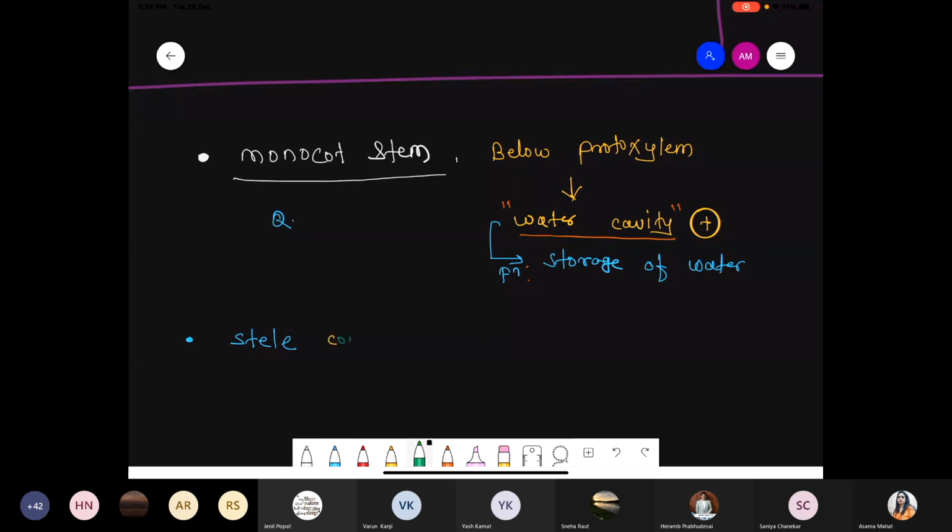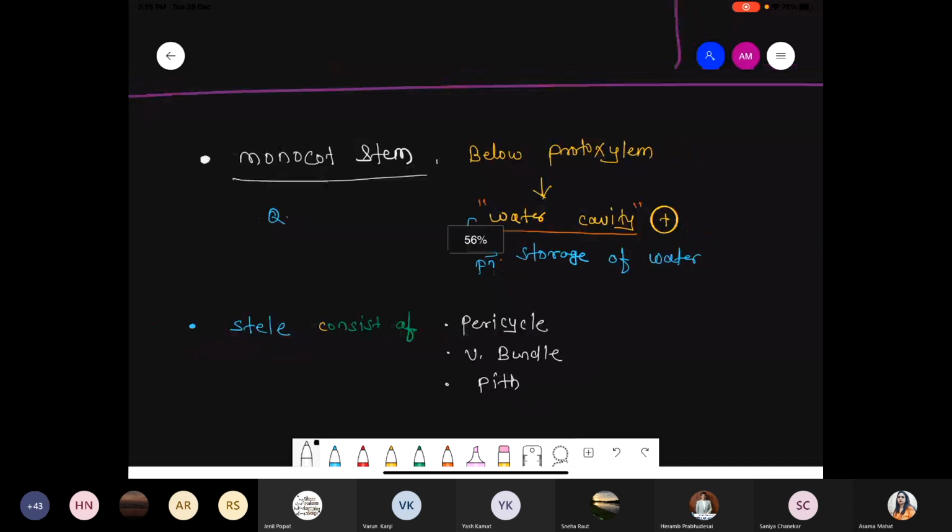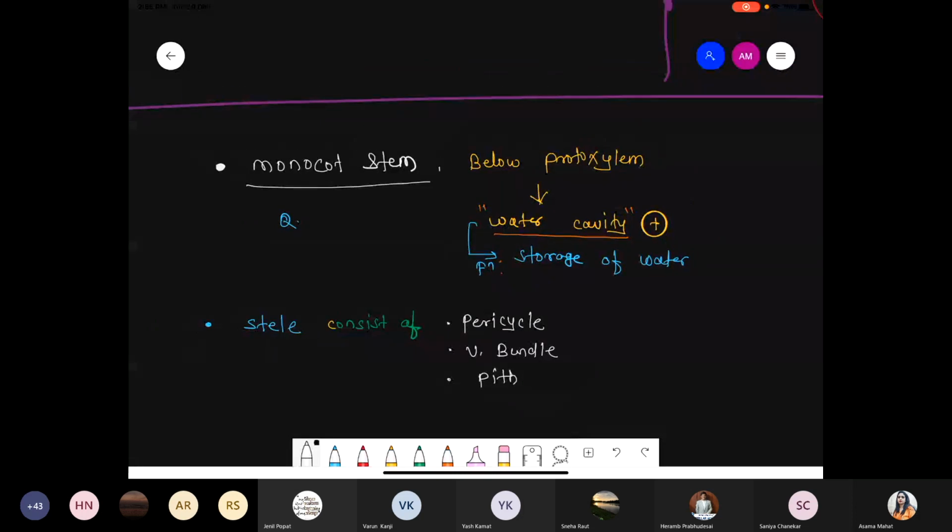Stele basically, when we are talking about this stele, it consists of one part pericycle, another part vascular bundle, and the third part, that is pith. So please remember, when you are using the word stele, if you are reading NCERT, again you will get this word. So when you are using the word stele, it means that they consist of three important parts: pericycle, vascular bundle, pith. So in case of the dicot stem, pericycle is also present, vascular bundle is also present, and as well as the pith also present.